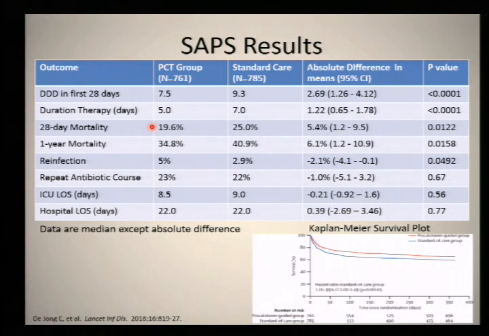Reinfection rate, slightly higher in the procalcitonin group, but this was actually a very subjective outcome. It was sort of asked the clinicians if they thought they were reinfected. Antibiotic reinitiation was no difference between the groups. As you know, people in the ICU were sort of high risk for getting another course of antibiotics. No difference in length of stay.